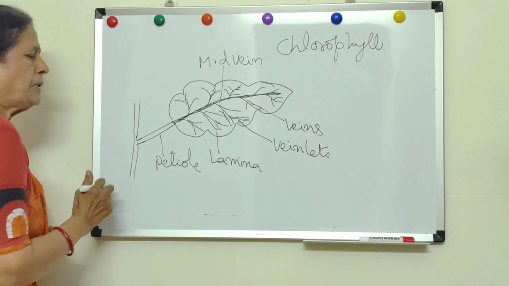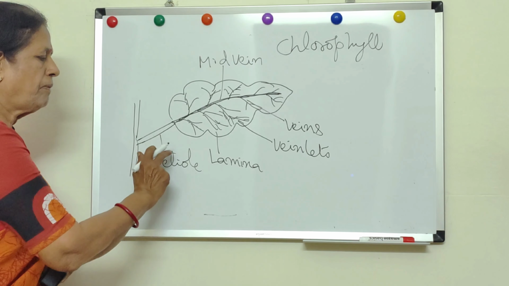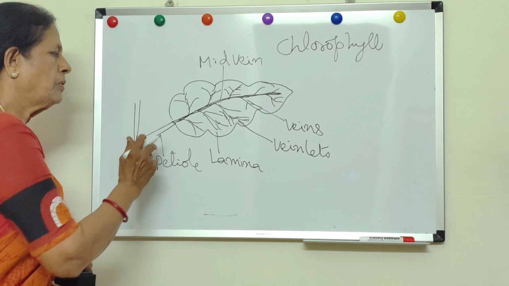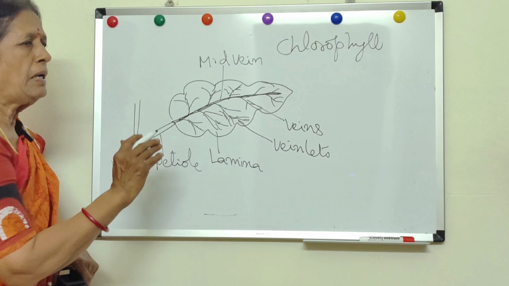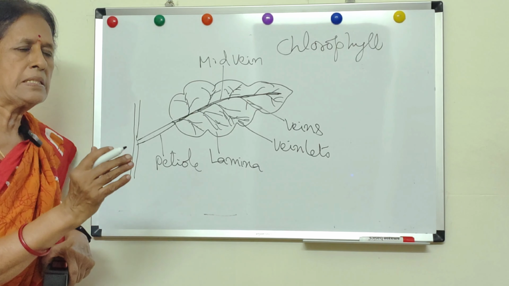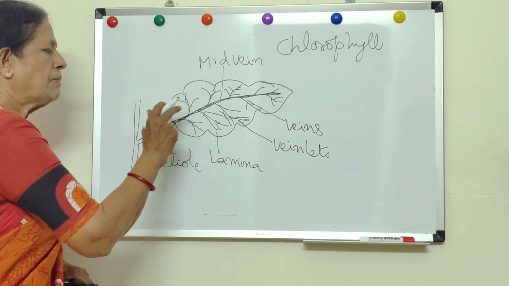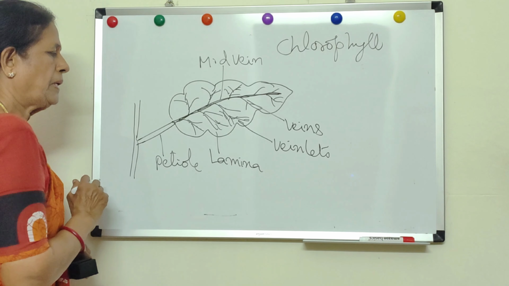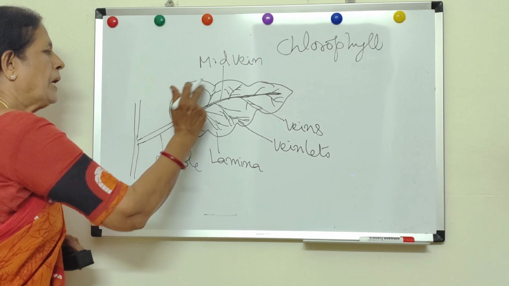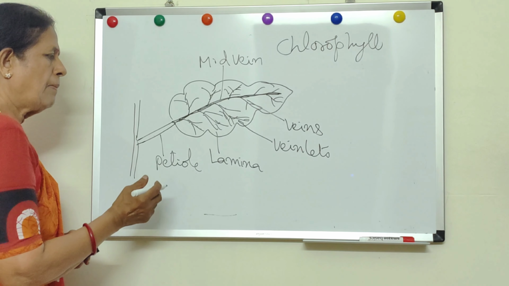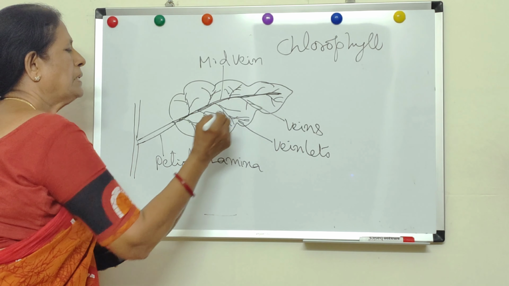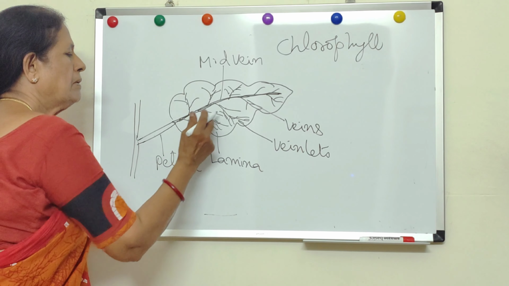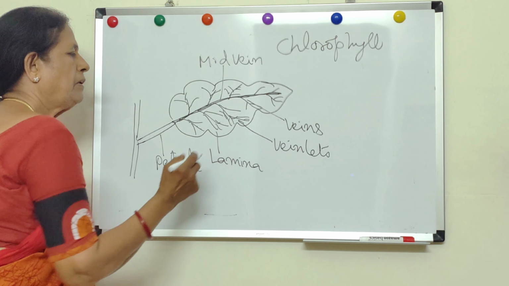First of all, what is the petiole? The petiole is the stalk of the leaf which gives mechanical support to the leaf, and it helps the leaf bend in such a way that it gets maximum sunlight, so that maximum photosynthesis takes place. That is the function of the petiole. The expanded part of the leaf is the lamina, in which you can see the midvein. From the midvein many veins arise, and the veins further divide into veinlets.